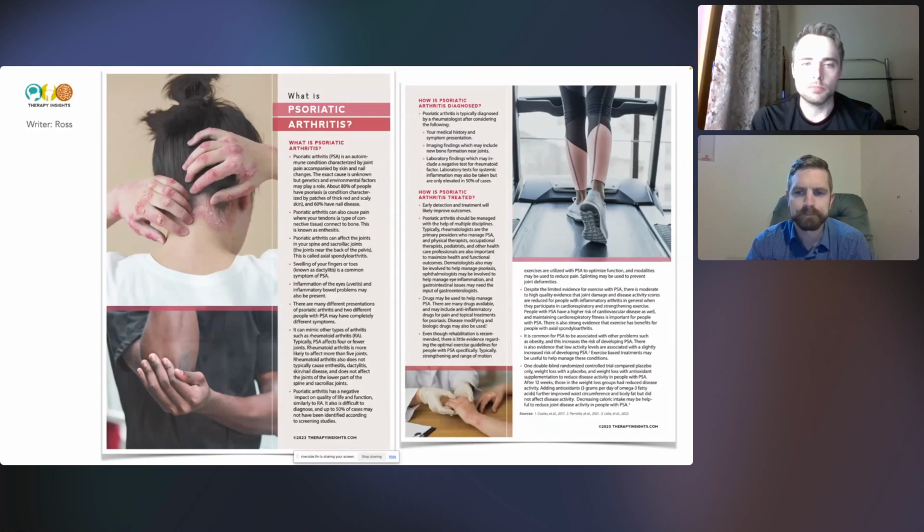So it's typically diagnosed by a rheumatologist, and they consider medical history and symptom presentation. With psoriatic arthritis on imaging, you may see new bone formation near joints, which is different from rheumatoid arthritis, where you're more likely to see erosion around bone or around joints. And then laboratory tests are actually not incredibly helpful for psoriatic arthritis. Some of the tests for systemic inflammation are only elevated in about half of cases. So it's a challenging diagnosis.